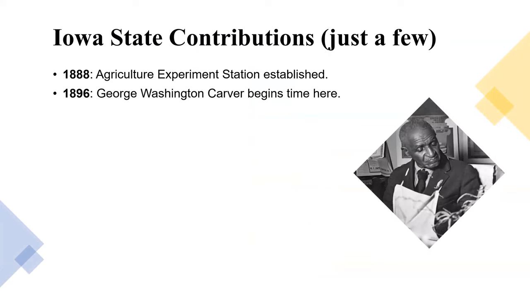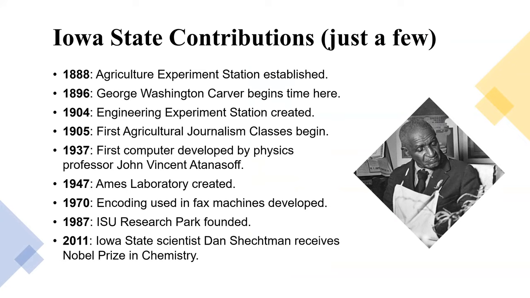Here are just a few of Iowa State's contributions. There are several pages. I just cherry-picked some of our most famous ones. The Agricultural Experiment Station was established in 1888. That's really a few decades after the Act was established. The George Washington Carver legacy that we have here begins with his studying as a student and later as a teacher. Engineering Experiment Station created. First agricultural journalism classes begin. In 1937, the first computer developed by physics professor John Vincent Atanasoff. The Ames Laboratory is created in 1947. In 1970, we get the encoding used in fax machines. In '87, ISU Research Park was founded. And in 2011, Iowa State scientist Dan Shechtman receives the Nobel Prize in chemistry.